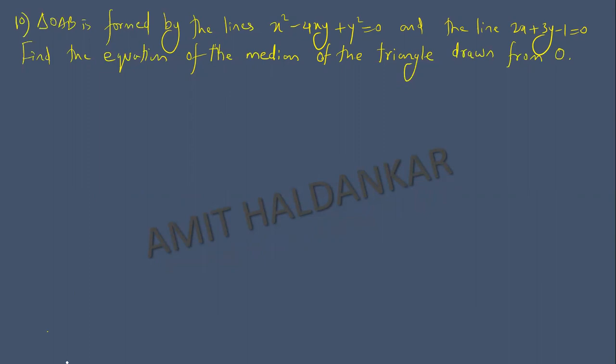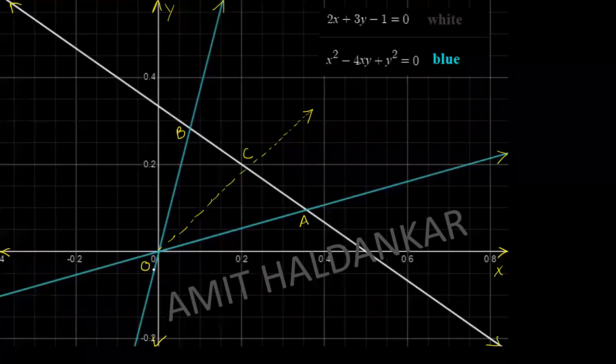Now, in the question over here, it is given that there are two lines. The joint equation of the lines is given to you. This line is 2x plus 3y minus 1 equal to 0, and the joint equation of these two lines, the blue ones, is x square minus 4xy plus y square, which is represented by these blue lines, and 2x plus 3y minus 1 equal to 0 is a straight line.